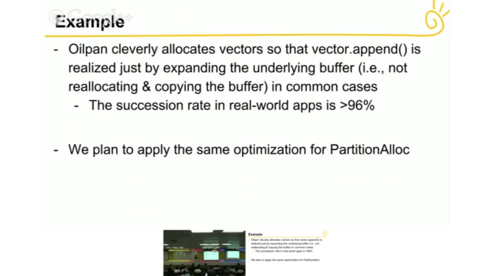So why? This is because Oilpan cleverly allocates vectors so that vector.append is realized just by expanding the existing underlying buffer in common cases, which means that vector.append doesn't need to reallocate and copy the buffer in most cases. This is basically based on heuristics, but according to my measurement, the success rate in real-world applications is more than 96%. And we are planning to apply this same optimization for partition alloc.